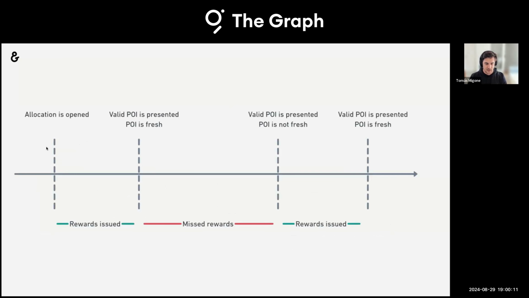Okay, and I think this is just an example of what I just said. Let's say I open an allocation here at the initial time. I present a valid POI sometime after, and I get rewards for this entire period. Then, I don't know, my server goes down or whatever, and I go over the threshold where I should have presented a POI, so my allocation is now stale. So the next POI I present here, I won't get any rewards for all of this period of time. But the next one after that, I'm back on track, right? I presented this one, and then 28 days later, I presented this one. So for this period, I do get rewards.